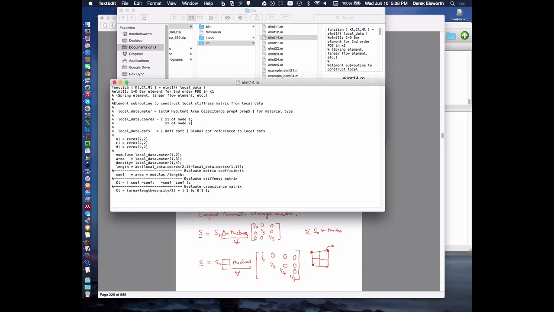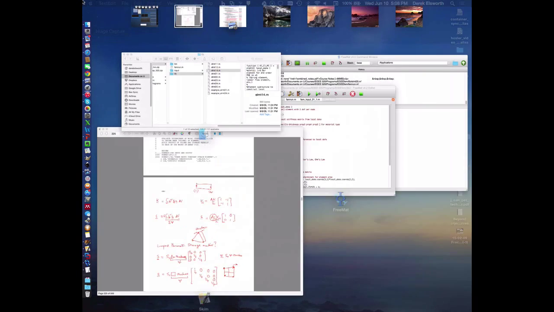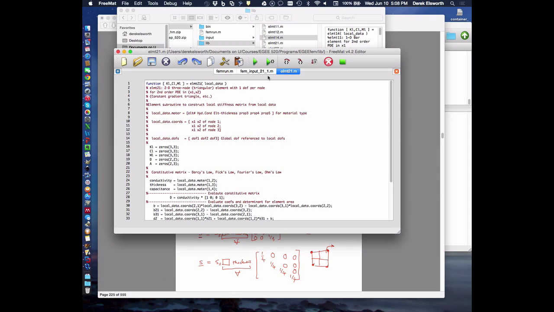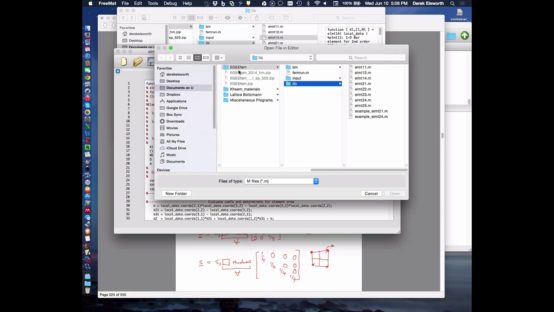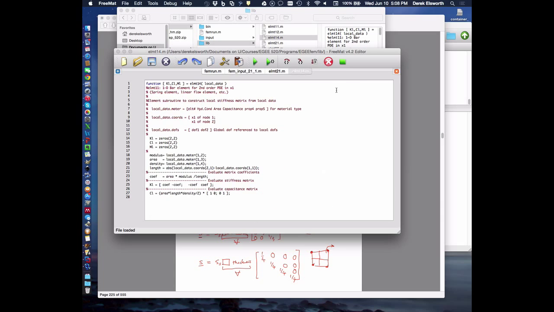Yeah, I think it is. So let's actually import it into FreeMat. So let's get rid of this. We don't need to. Let's open this.